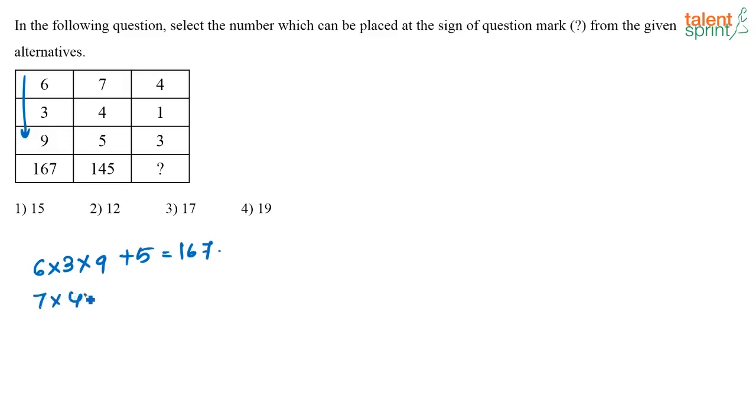Similarly, 7 into 4 into 5 plus 5, that is equal to 145. That is 28 into 5, which is 140 plus 5, 145. So next one will be 4 into 1 into 3 plus 5, that is 12 plus 5, which is equal to 17. Correct answer is option 3, 17.